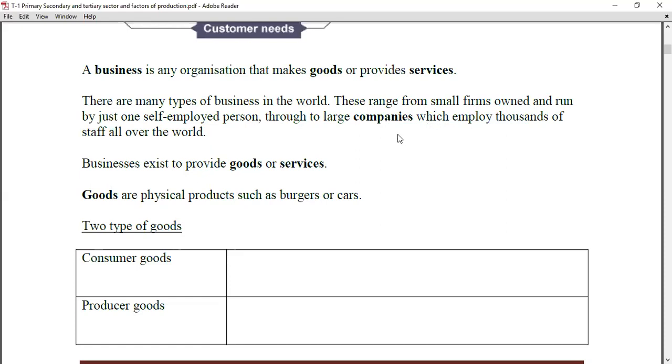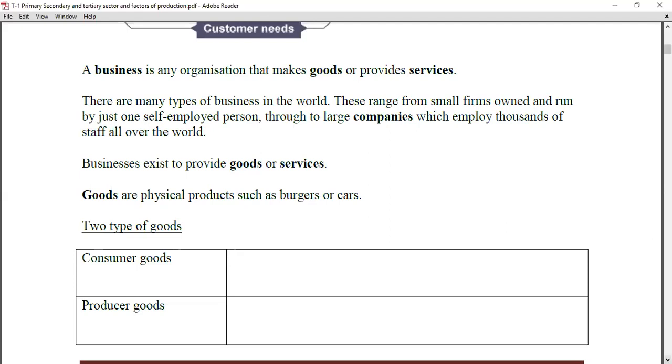Thousands of people are working in multinational firms like Microsoft, Apple, Tata and Toyota all over the world. In business, in future, we are going to learn step by step these forms of business modules, from single owner businesses to multinational businesses. And businesses exist to provide goods or services.